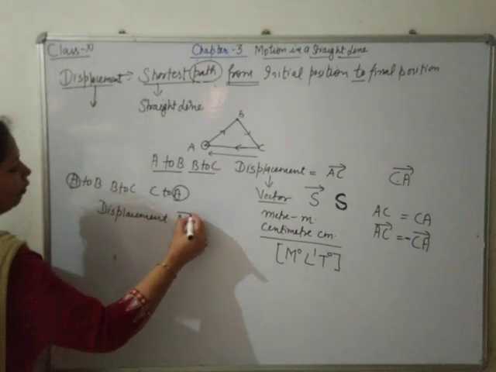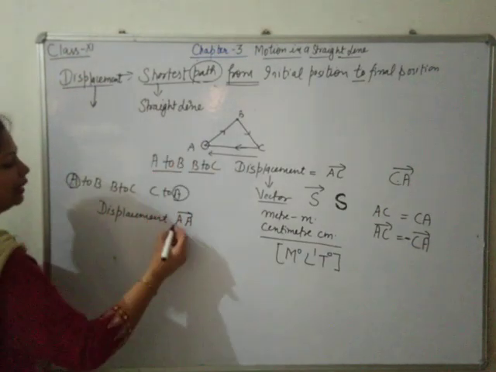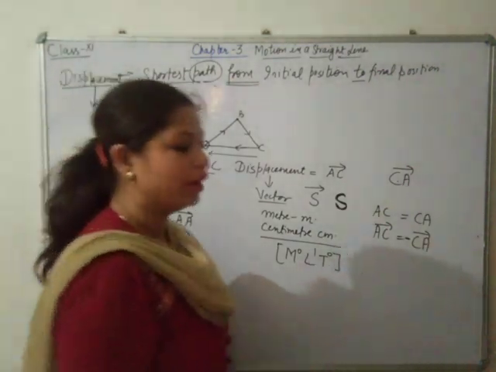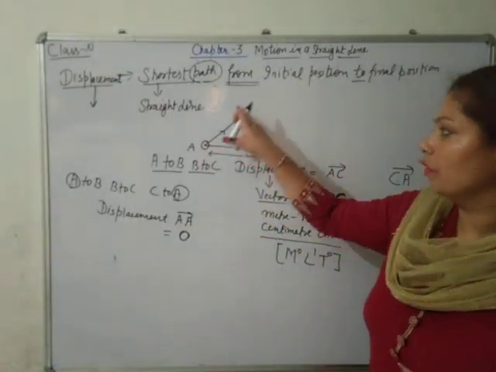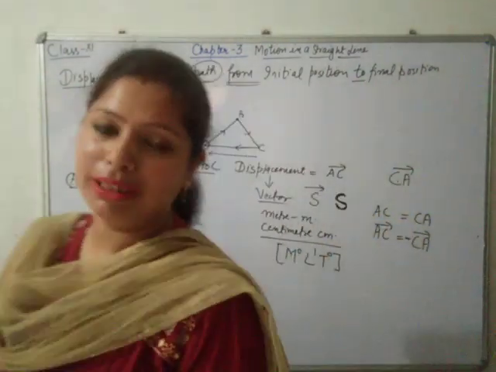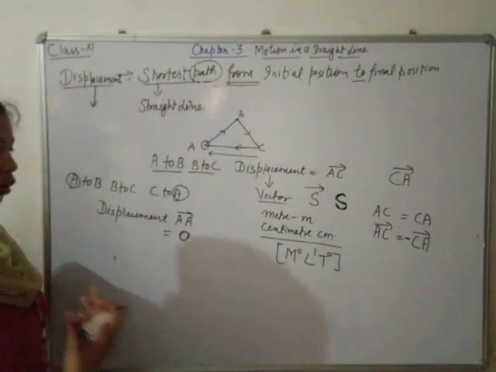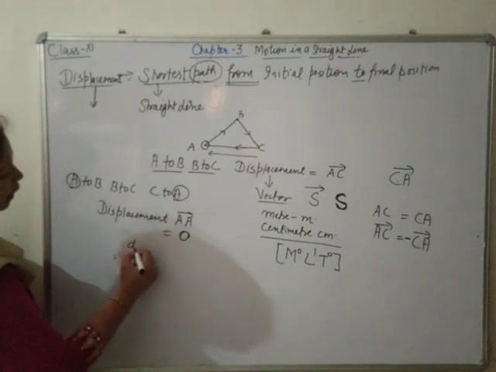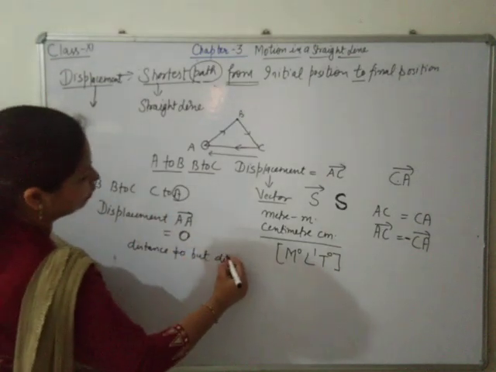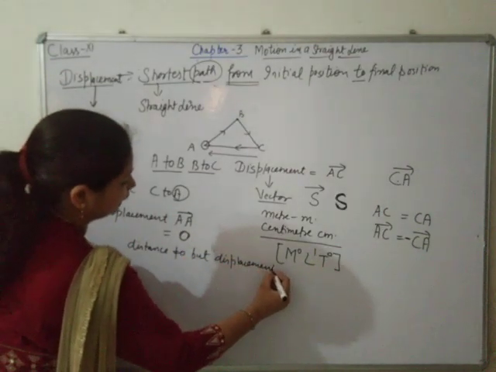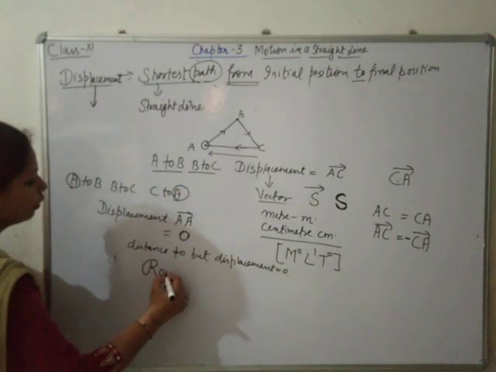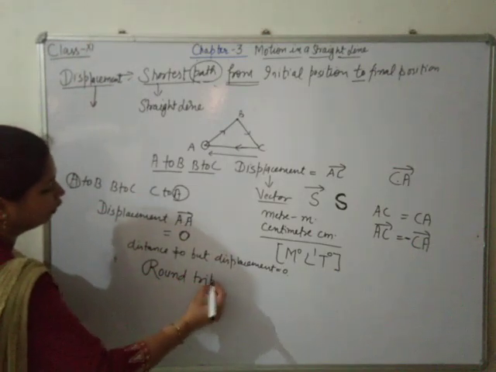From A to A, it means there is no path length, so there will be zero displacement. So even if the body is in motion, covering a lot of distance and path, still its displacement is zero. What is the reason? Or a question may be asked: is it possible that distance is not equal to zero, but displacement is zero?